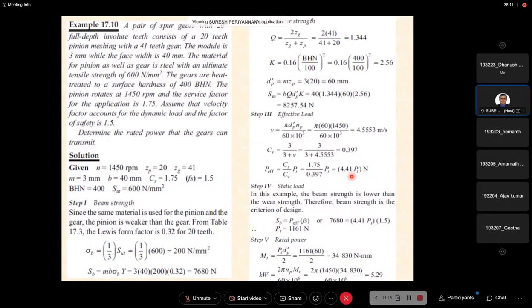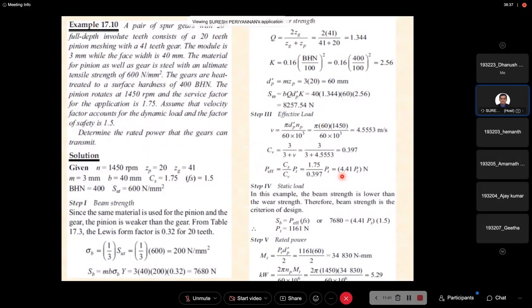Here PT is not given in the problem. Even supposing it were given, we would have to find out the P effective also, and the P effective should be less than our wear strength as well as our beam strength. Now PT is not given. From these relations, we are able to find out our PT. How do I find out PT?